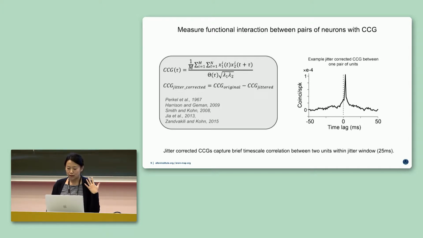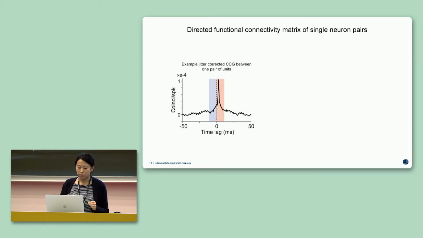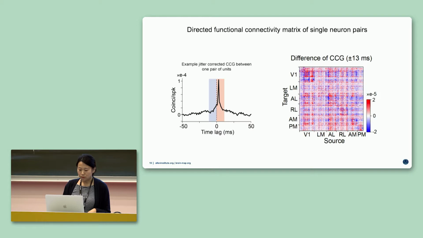You can see it has a peak with a certain time delay relative to 0, reflecting correlation strength and directionality. To use a single value to quantify the magnitude of functional correlation and directionality, we take the integrated difference between a 13 millisecond time window before and after 0. If we do this for all pairs of CCGs, we get a single-cell resolution functional connectivity matrix, where the magnitude of each pixel represents the functional correlation strength, and the sign of each pixel represents the directionality.